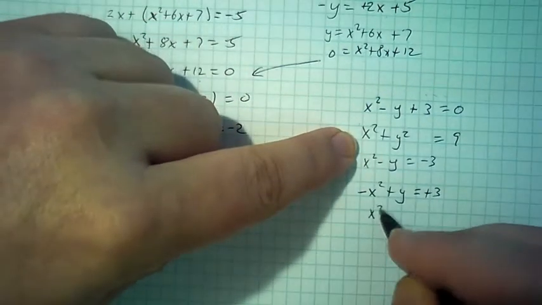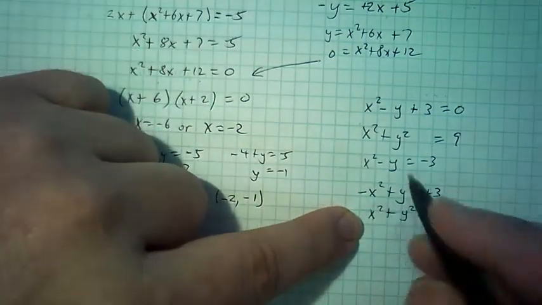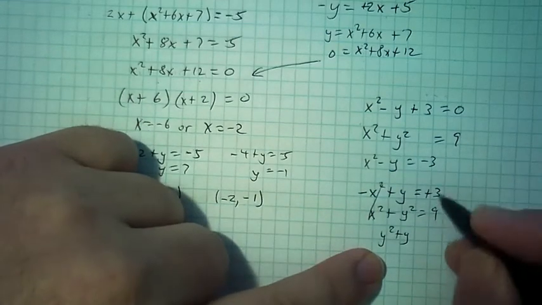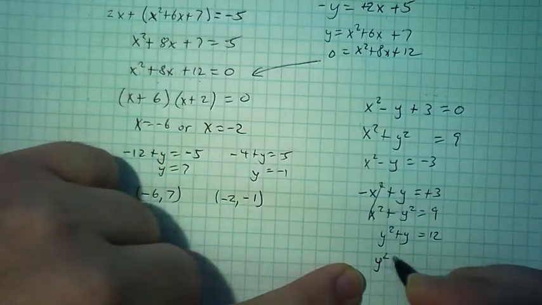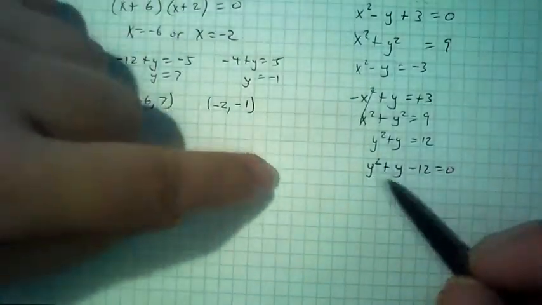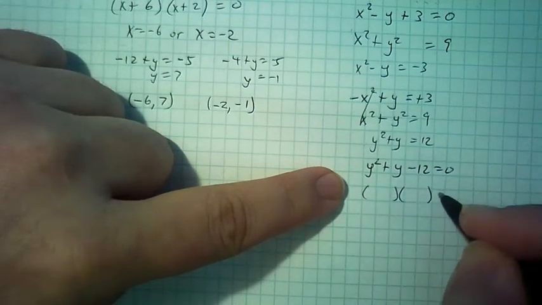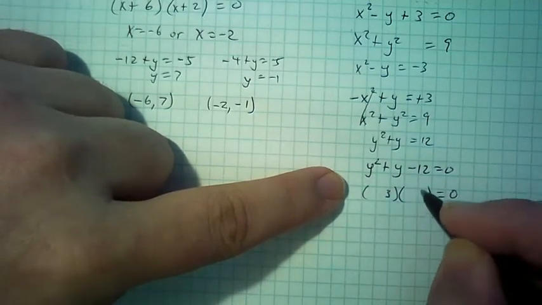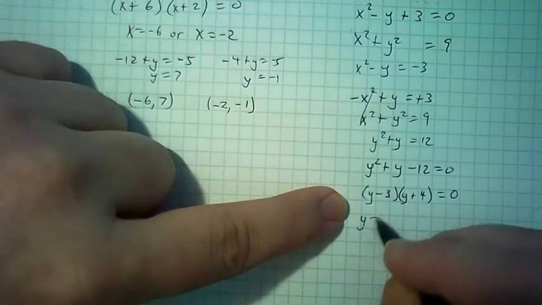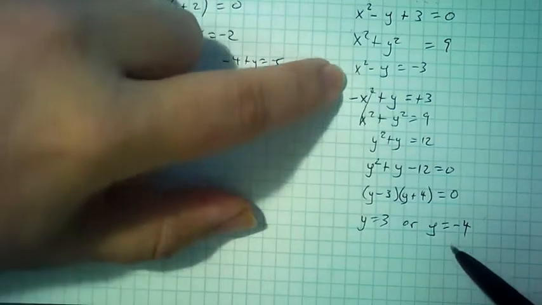Then I'll add it to the other one, which was x squared plus y squared equals 9. Negative x squared plus x squared cancels. This is y squared plus y. And 3 plus 9 is 12, so I need y squared plus y minus 12 equals 0. Again, this is quadratic, but what I'm looking for here is two numbers that multiply to negative 12 that add to positive 1, which are negative 3 and positive 4. So y equals 3 or y equals -4 are my y solutions.